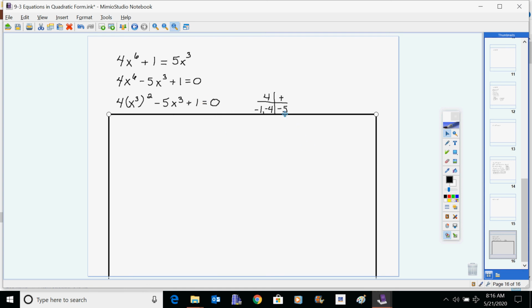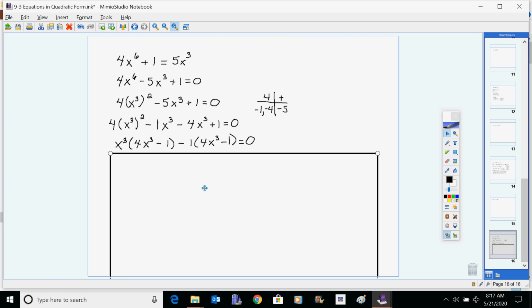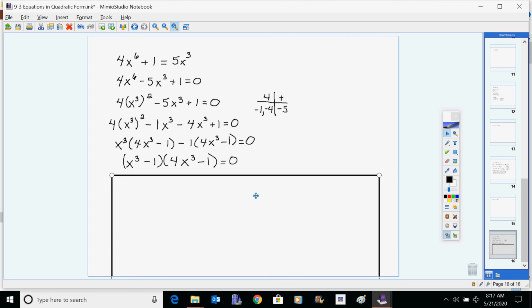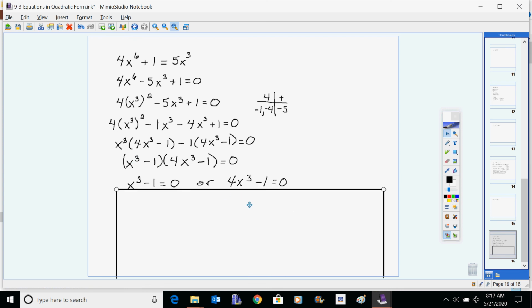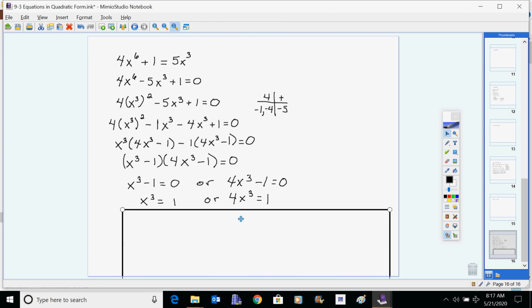4 times 1, I'm looking for factors of 4 that give us -5, which is right here. So I have this. I'm looking for common factors now. I'm looking for that x cubed to come out. And then I'm looking for a -1 to come out. Now the interesting thing here is that on this one anyway, you have a difference of cubes. But we don't even need to go there because you can divide it out like this first. Okay. x cubed equals 1.